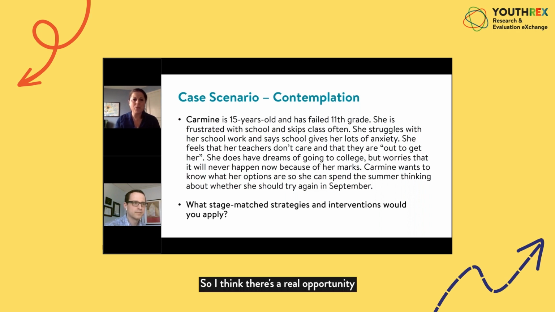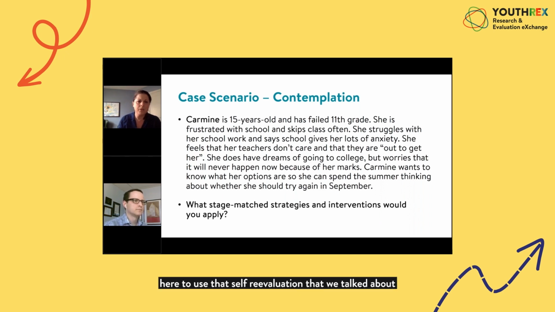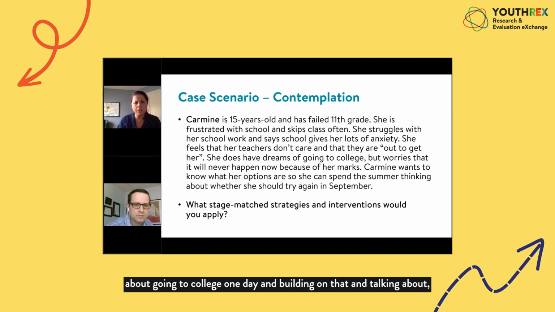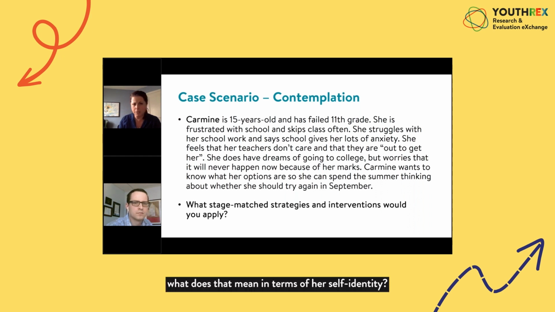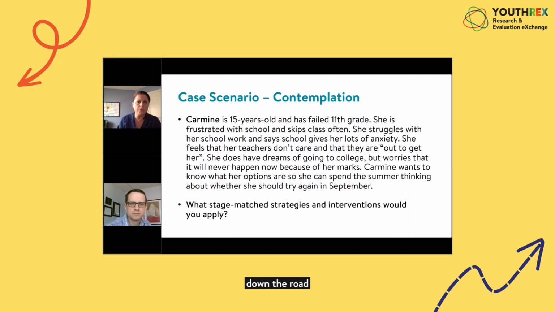Hi. So I think there's a real opportunity here to use that self-reevaluation that we talked about, because Carmine expresses that she does dream about going to college one day, and building on that, and talking about, how does she see herself, and if she continues the behavior, what does that mean in terms of her self-identity? And if she changes the behavior, what does that look like for her down the road? And what types of emotions or anxieties or fears does she have attached to that?